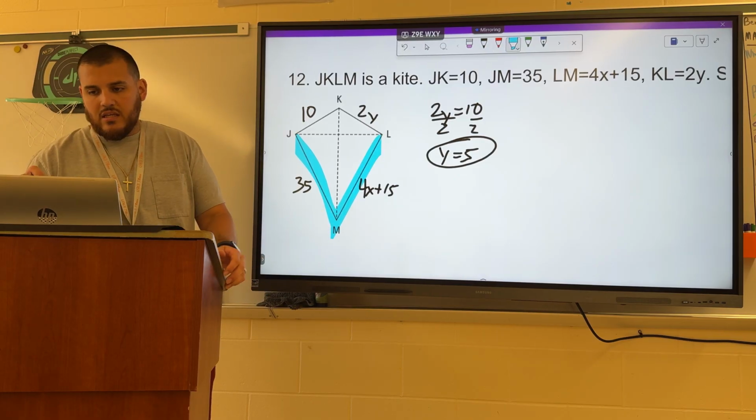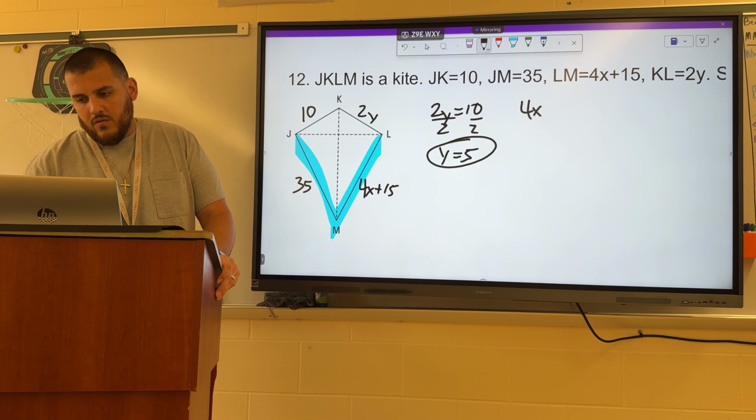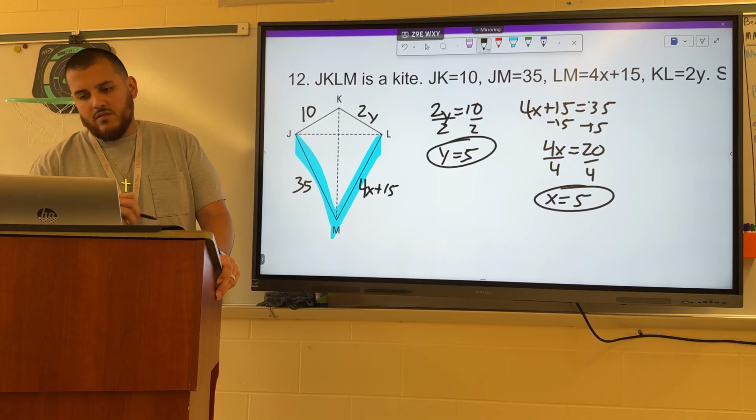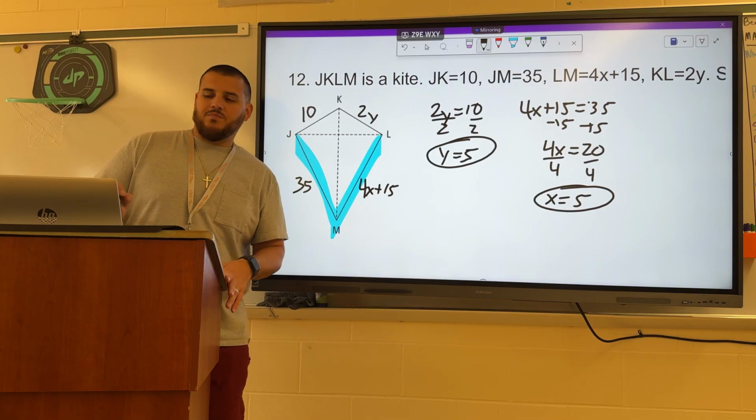And again, these sides must also be congruent. 4x plus 15 has to equal 35. We can subtract that 15 from both sides. We get 4x equals 20. We can then divide both sides by 4 to get x equals 5 as well in this example.